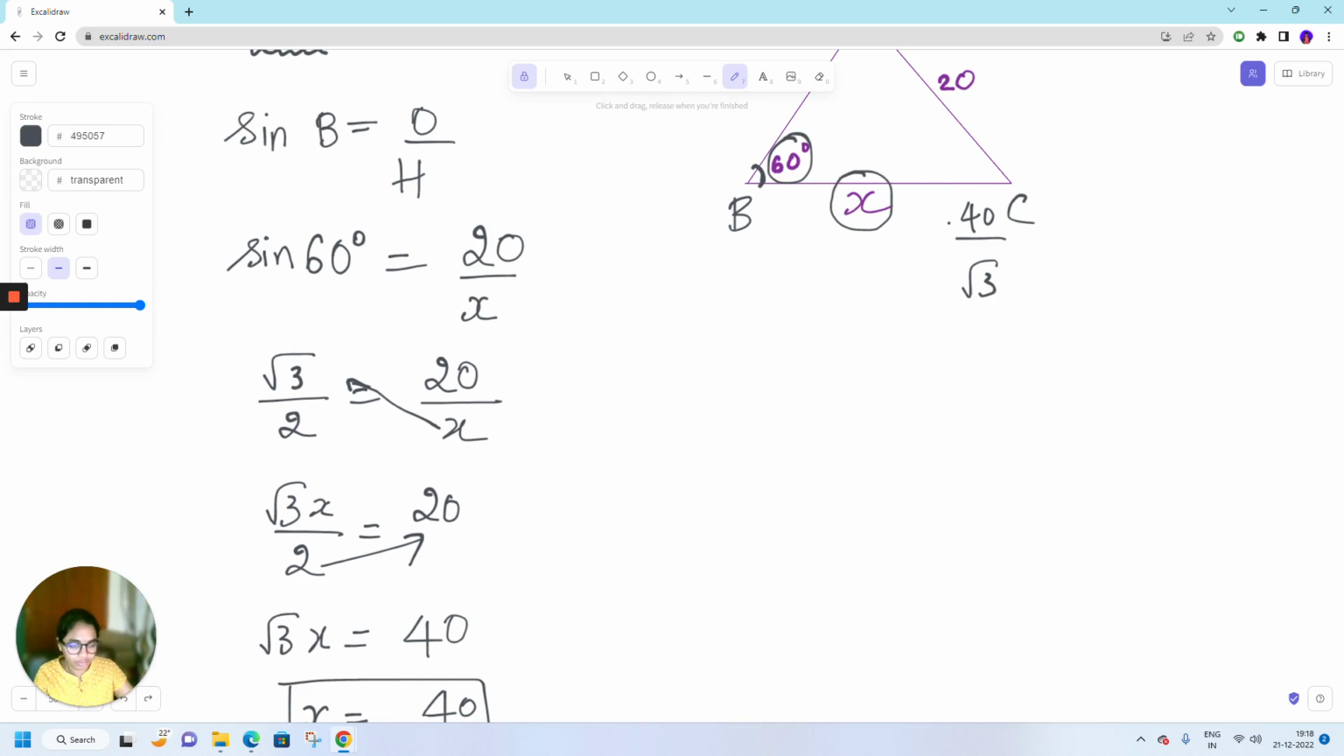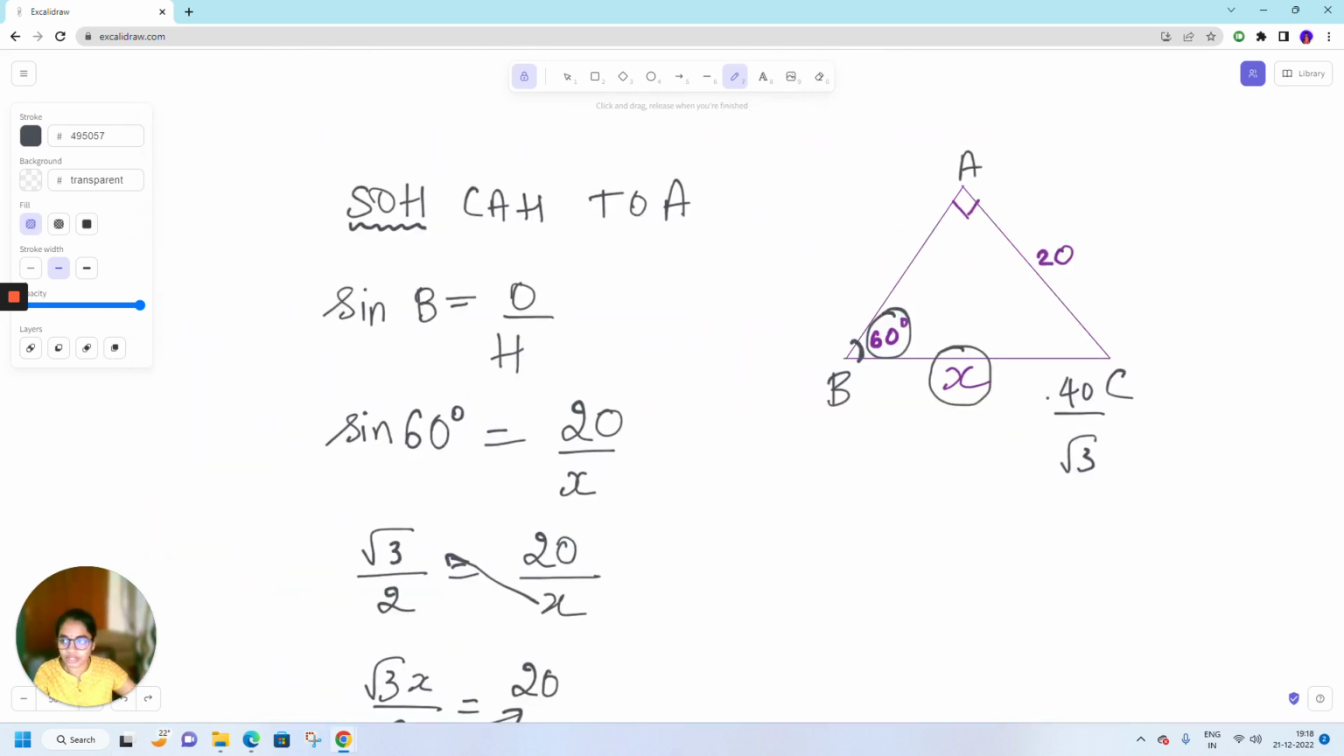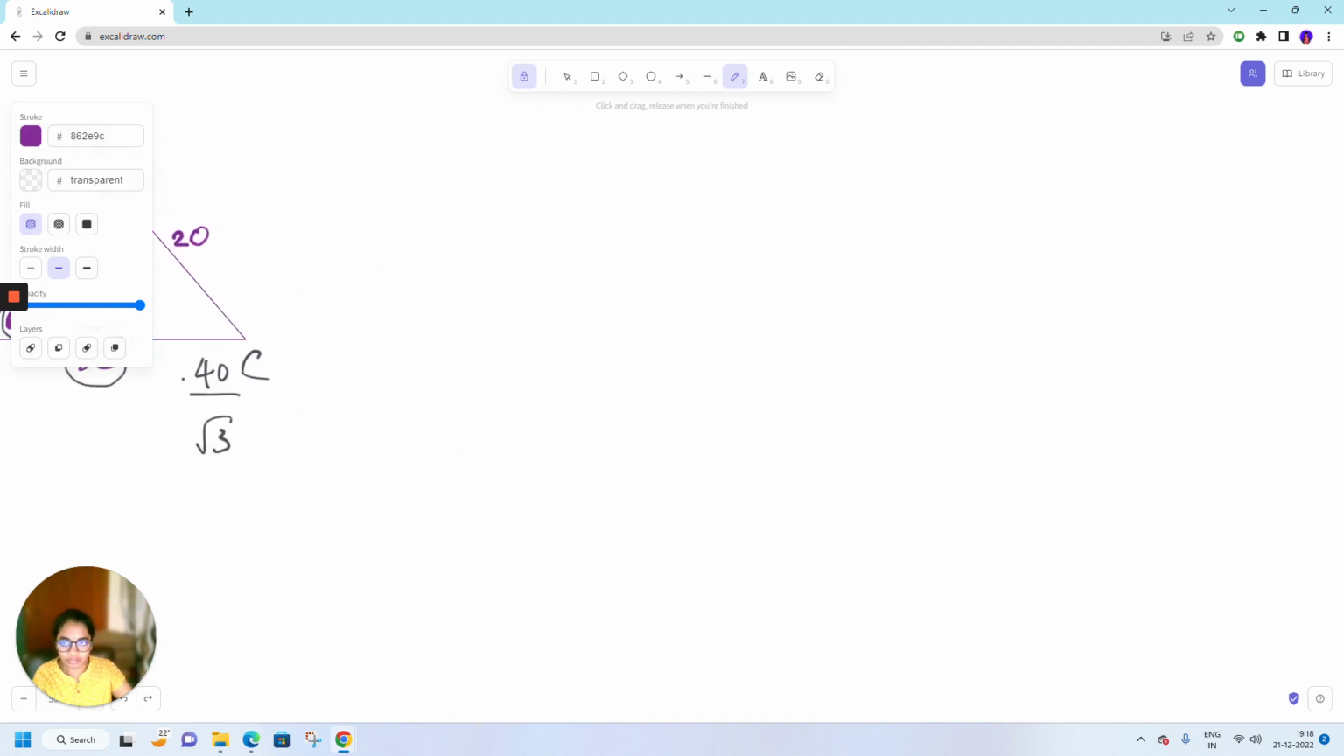So now, this was our first question, right? For the second one, they have mentioned that this is angle A. This is 10 and this is 10 divided by root 2, and they have given the perpendicular over here. Now they are asking us to find the angle A.